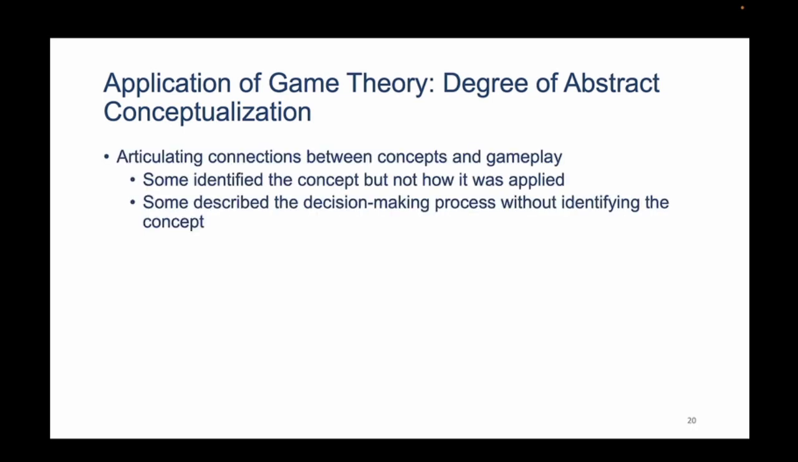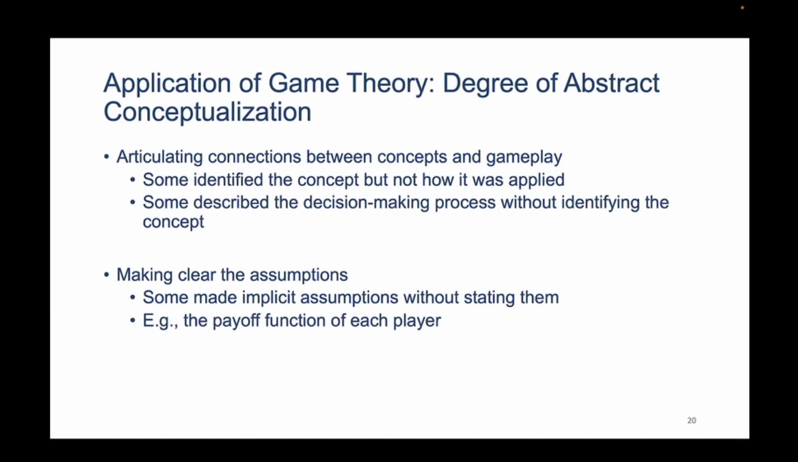Beyond individual concepts, students' application also showed different degrees of abstract conceptualization. Their performance mainly differed along two dimensions. The first is how well they articulated the connection between the concept and their decision-making. For some groups, the analysis was incomplete. Either they described the decision-making process without identifying the concept, or they identified the right concept but not how it was applied. The second dimension is how well students specify the assumptions they're making on the game or the players.